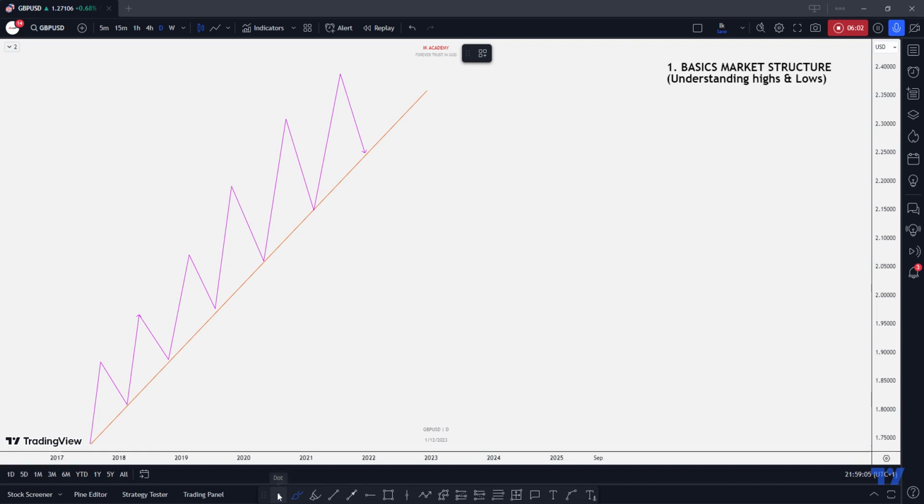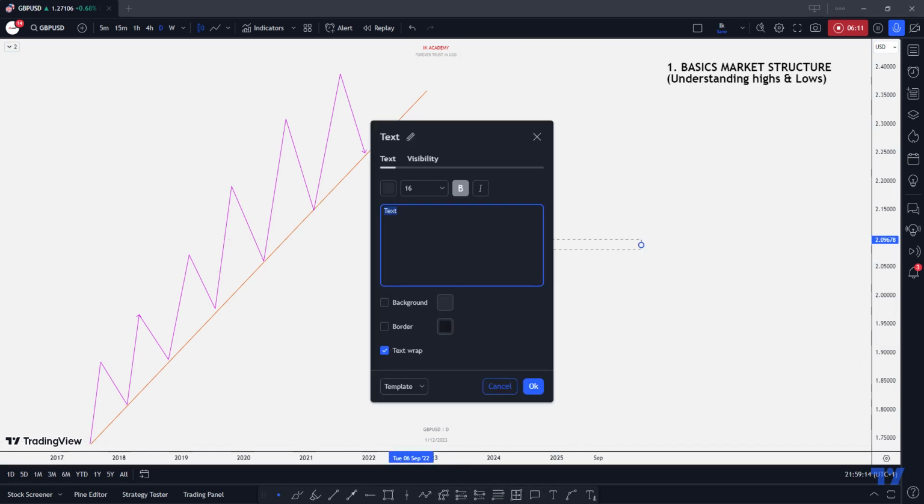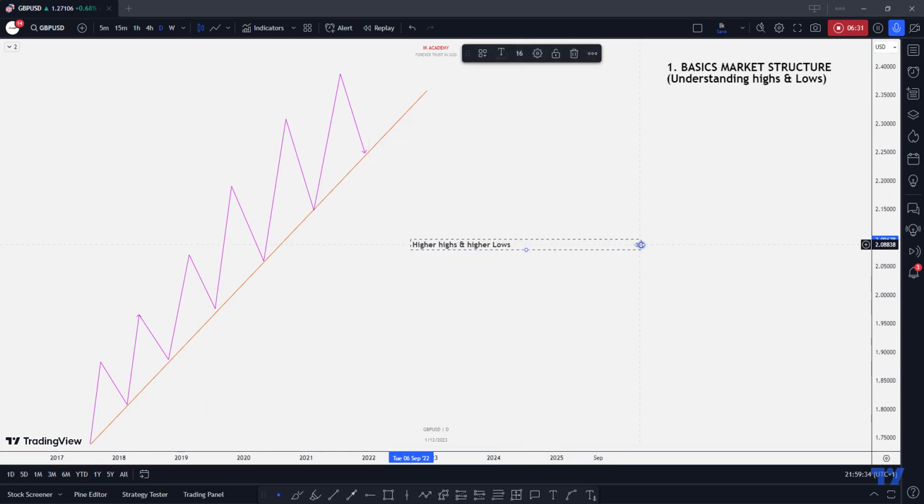Now, when price creates higher highs and higher lows, this basically tells us that the market is trending upwards.